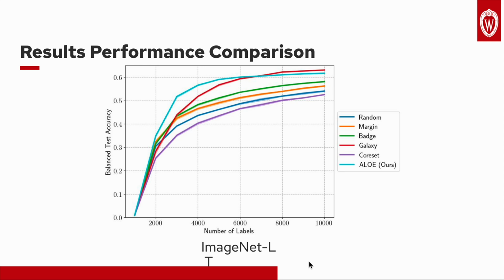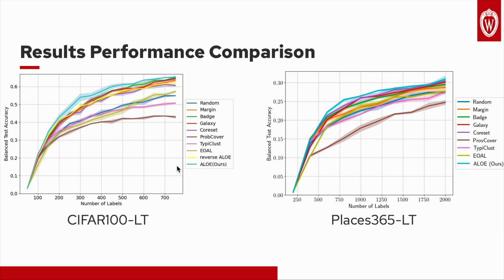Now let's talk about the results. Our experiments demonstrated that ALLOY consistently outperforms traditional active learning baselines. For instance, on the ImageNet dataset, in the early stage, our approach was able to save up to 70% of annotation cost to achieve the same level of accuracy compared to random sampling. And in the long-tailed versions of CIFAR-100 and Places, our algorithm also performed best among all algorithms.